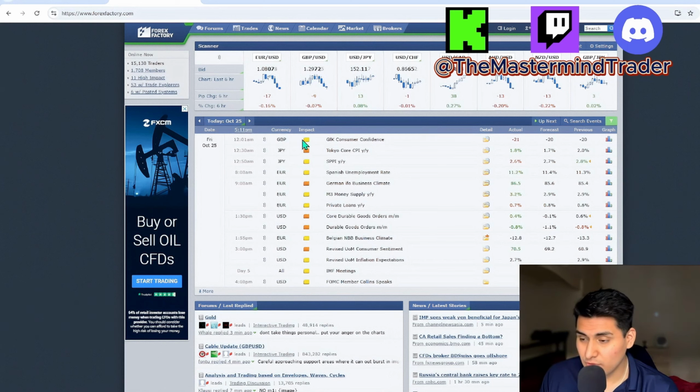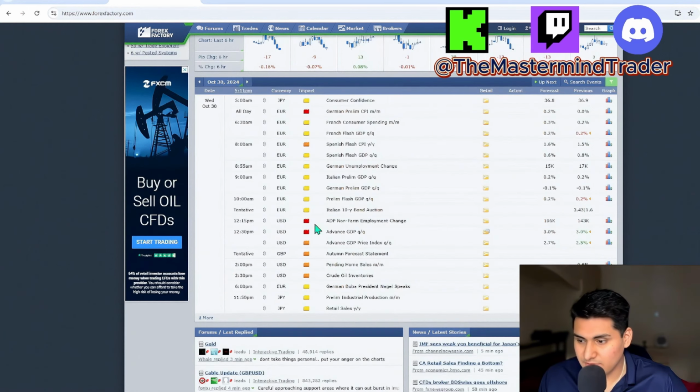If there's a yellow folder, it means that it's not high impact. If it's an orange folder, it means it's medium impact. And if it's a red folder, it's telling you that's going to be high impact news. That's basically how I use fundamental analysis. So for instance, in the United States, if the non-farm employment change was coming out at 12:15 p.m., then I would not be trading at 12:15. If I do have any positions open, then I will be looking at closing them before 12:15, just so that the news does not affect my positions. Yeah, and that is one of the websites that you can use for fundamental analysis.